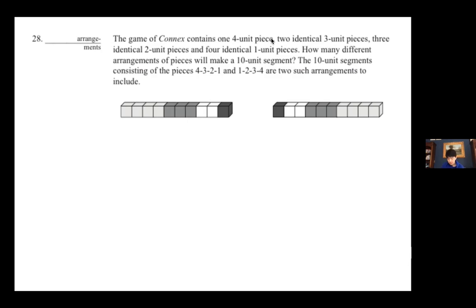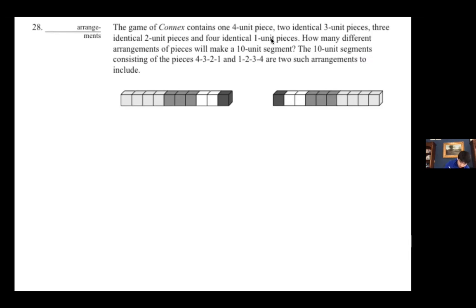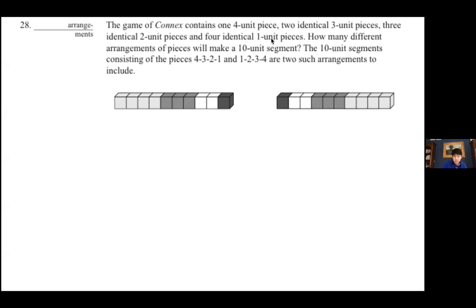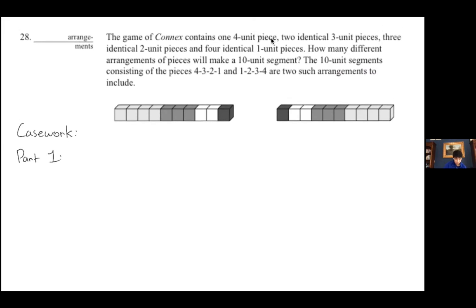And the rest is just an example. The 10-unit segments consisting of the pieces 4, 3, 2, 1 and 1, 2, 3, 4 are such arrangements to include. And so now we have to do casework on the specific set of pieces that we have, because we care about the order of the pieces. Our first part is to consider how many ways we can build a Connex when we have the 4-piece used.